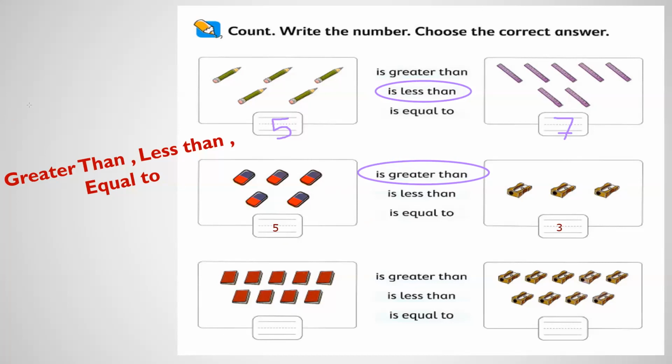Okay, here, how many copybooks can you see? Count them. 1, 2, 3, 4, 5, 6, 7, 8, and 9. They are 9. So put number 9 here. And now count the sharpeners. Yes, if you count, you are going to find they are 9. Now here is 9 and here is 9. They are the same. And the same means equal to. So 9 is equal to 9.